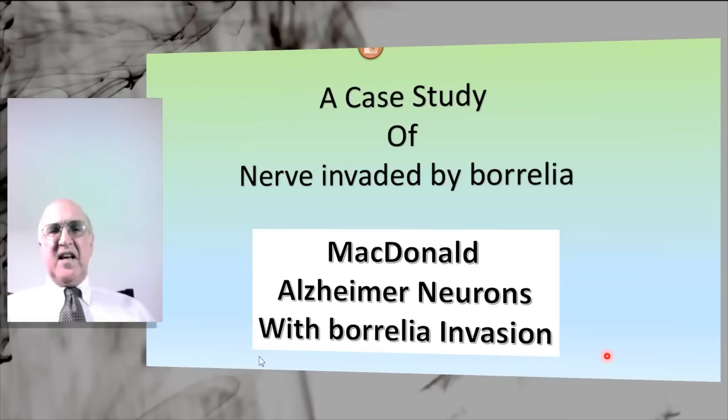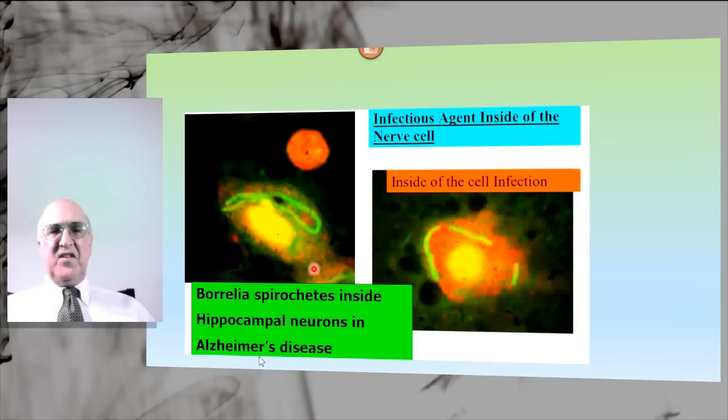Now I'm going to present a case study of nerve invaded by Borrelia, and we'll look at Alzheimer neurons again, because that's my interest, with Borrelia invasion. And this is a nerve cell, and it has a snake-like green thing in the cytoplasm. The cytoplasm here stains orange because acridine orange stains the cytoplasm orange, and the nucleus is yellow. And the Borrelia here, broken up, and here, snake-like and not broken up, are inside cytoplasm of the human nerve cell. This is in the hippocampus.